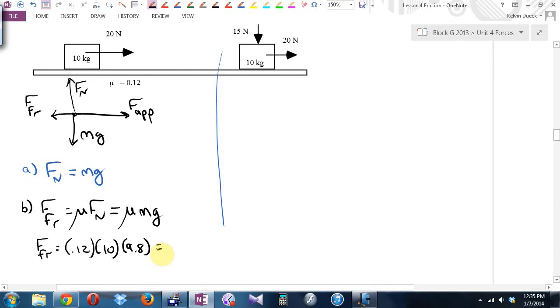I think I can do this in my head. 10 times 9.8 is 98. 98 times 0.12 is going to be 9.8 plus 1.96. It's going to be 9.8, it's going to be 10.8, it's going to be 11.76. Double check me. Yes. I'm not going to worry about sig figs. Units. Friction is a force. Units. Newtons.